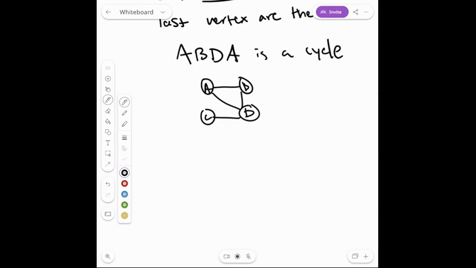There is also more than one way to identify the same cycle because you can list any of the vertices first. For example, BDAB is the same cycle as ABDA.